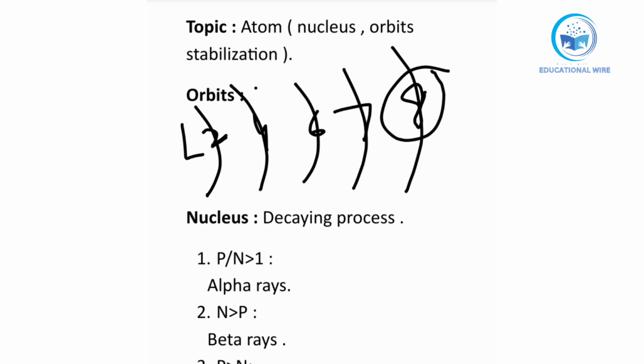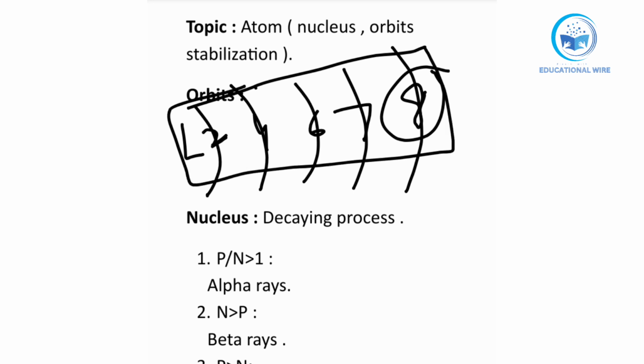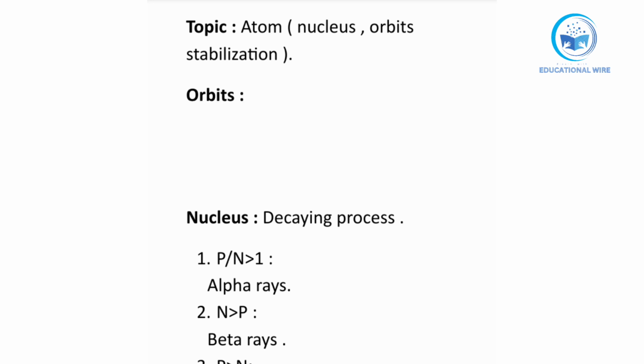So how does it get stabilized? It gets stabilized by chemical reaction. Okay, so that's the stabilization process of the orbit.